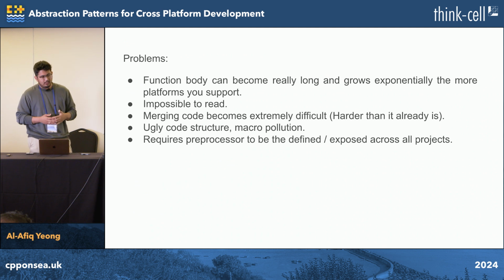Basically, the function body can become really long. Some platforms take a lot of lines to initialize or execute something, and the more platforms you support, the more exponential the function body grows. At some point, it becomes impossible to read, right? Merging code becomes extremely difficult, harder than it already should be. And you get ugly code structure, there's macro pollution all over the place. But the most important part, for this to work, your preprocessor has to be exposed across all of the projects, right? You can't keep it defined within the library itself.